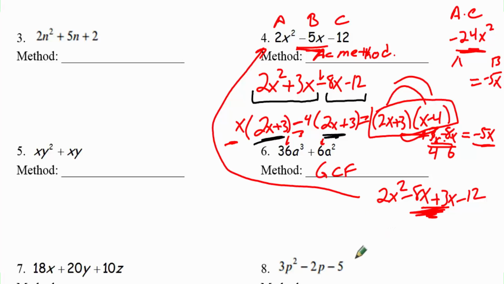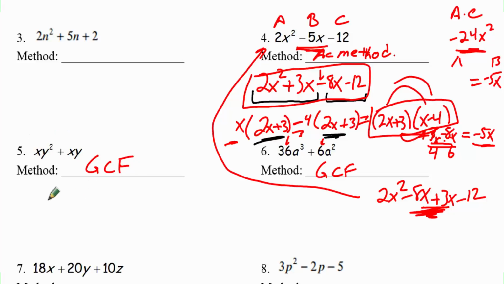Alright, so that's what you do when you have 3 terms. You do the AC method. If you have 4 terms, you do grouping, but that's right here to begin with. And if you don't, you're always going to look for the GCF. So let's look at number 5. So 5 has 2 terms, so it's not AC method for sure. And no matter what, we're going to try to take out the GCF. So if there's only 2 terms, it's either GCF or prime.